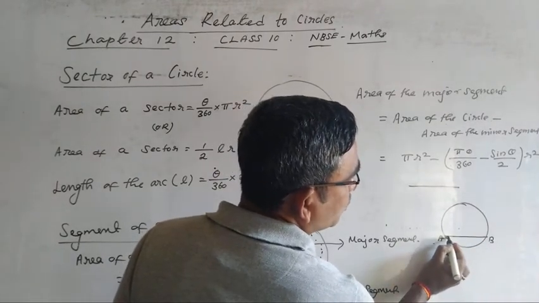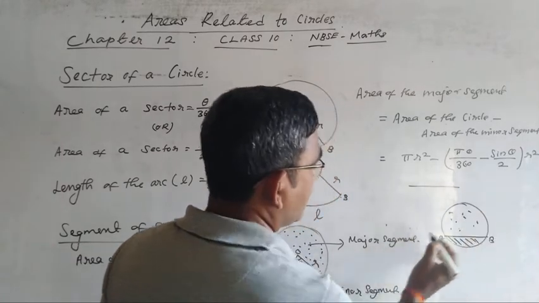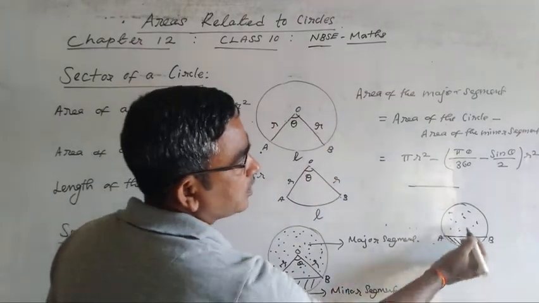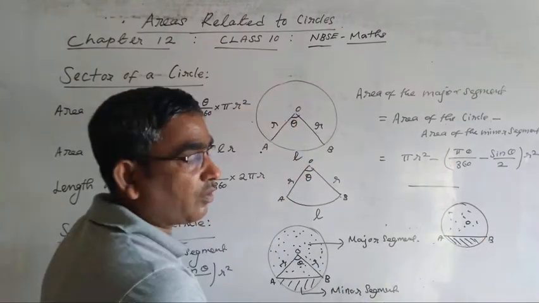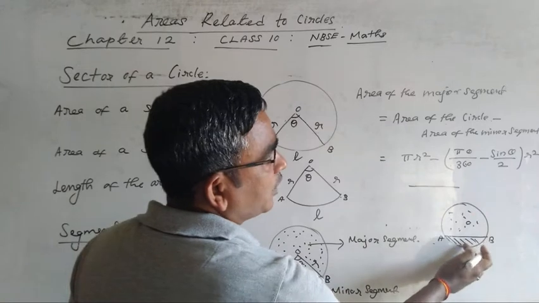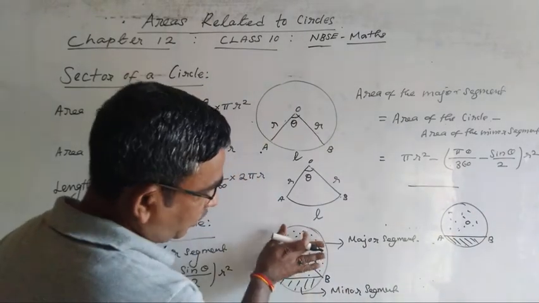The smaller portion is called the minor segment. The major portion is called the major segment. This is the minor segment. This is the major segment. The center is always along with the major segment. In the minor segment there will be no center, right? Okay. Now you can say this is the minor segment, and this total is called the major segment.